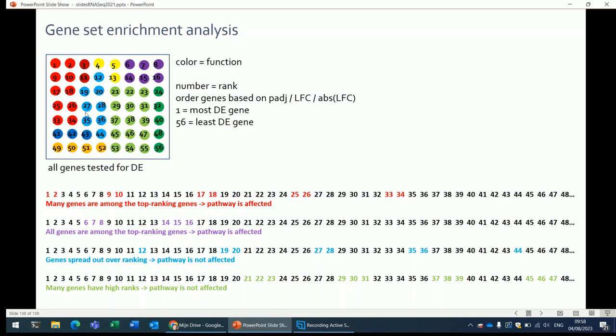Now let's take a look at the blue pathway here. When you look at the genes of the blue pathway, you see that they are spread out over the ranking. So for this pathway, you will probably say, hey, this pathway is not affected in your experiment. Let's take a look at the green pathway here. So you see that the genes from the green pathway belong to the genes that are not differentially expressed. So here you will say, well, definitely this pathway is not affected by the treatment that you have done.